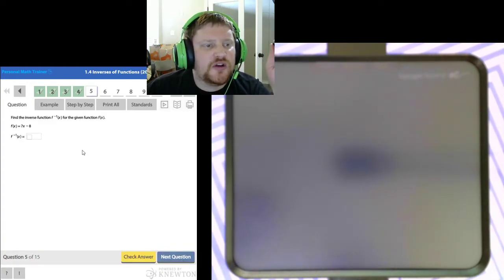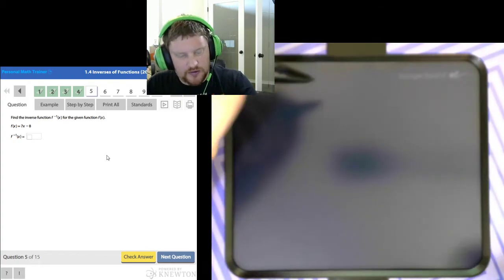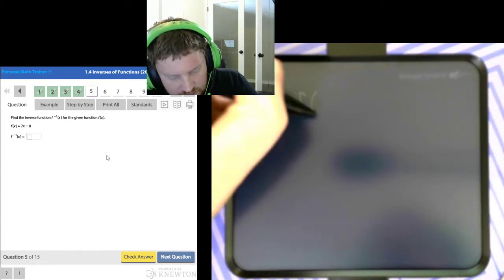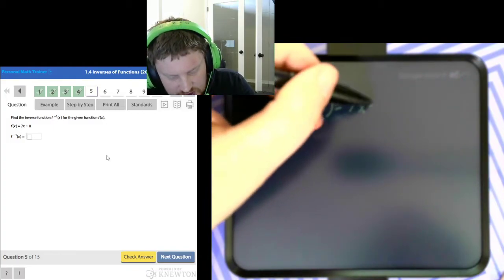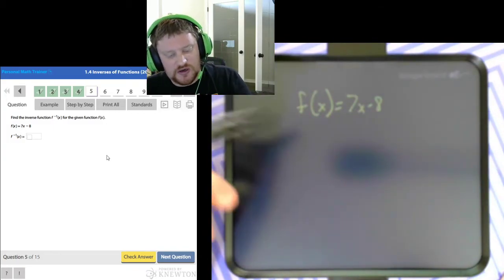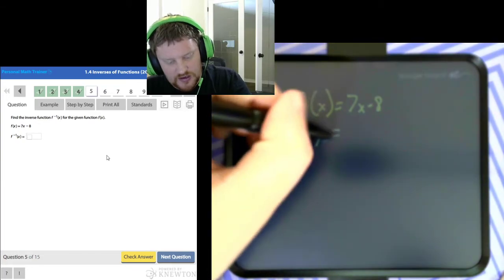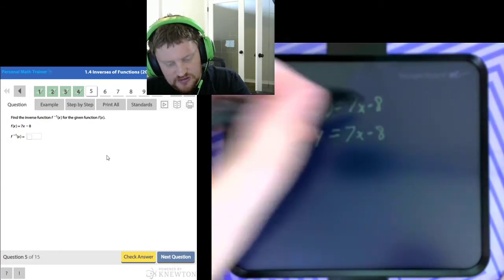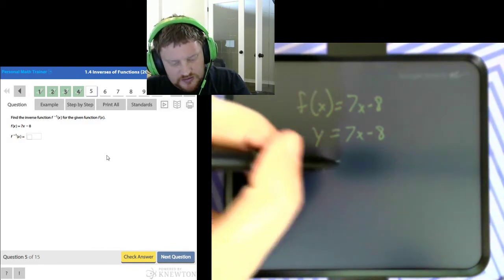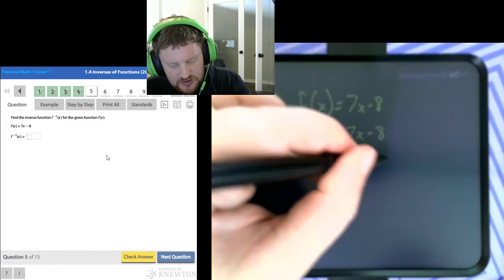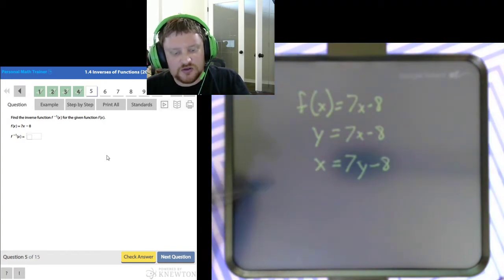Find the inverse function, f inverse of x for the given function f of x. Okay, you guys know how to do this. We have f of x equals 7x minus 8. Step 1, change f of x to y. Y equals 7x minus 8. Step 2, change x and y. X equals 7y minus 8. Step 3, solve for y.